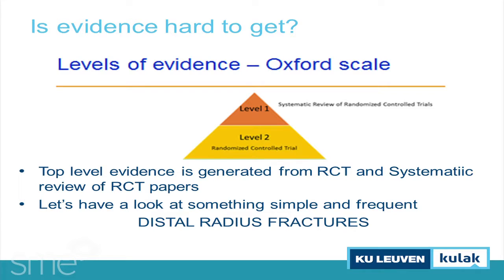So let's go back. On top of the pyramid, you have systemic review of randomized controlled trials. Not one of these trials, but multiple trials. Let's take a little step backwards. Let's take a look at distal radius fractures. The most frequent fracture to be seen in the ER. Massive amount of patients. Massive amount of impact on society.